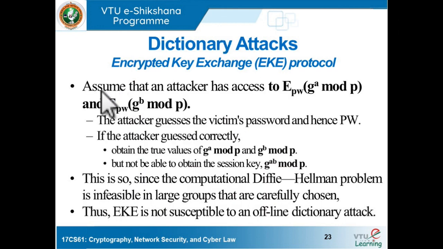Now let's see how the attacker is able to impose an attack in such situations. Assume that the attacker has access to the public key, which is encrypted, of both the communicating parties. Now in this case, the attacker tries to guess the victim's password, that is PW. If the attacker has guessed it correctly, he obtains the true values of both the communicating parties. He is able to retrieve the public keys of both the communicating parties, but still he will not be able to obtain the session key.